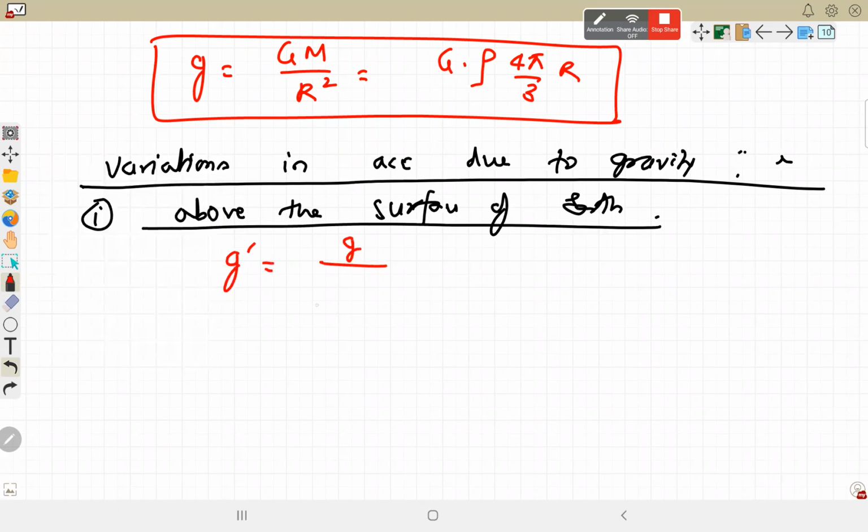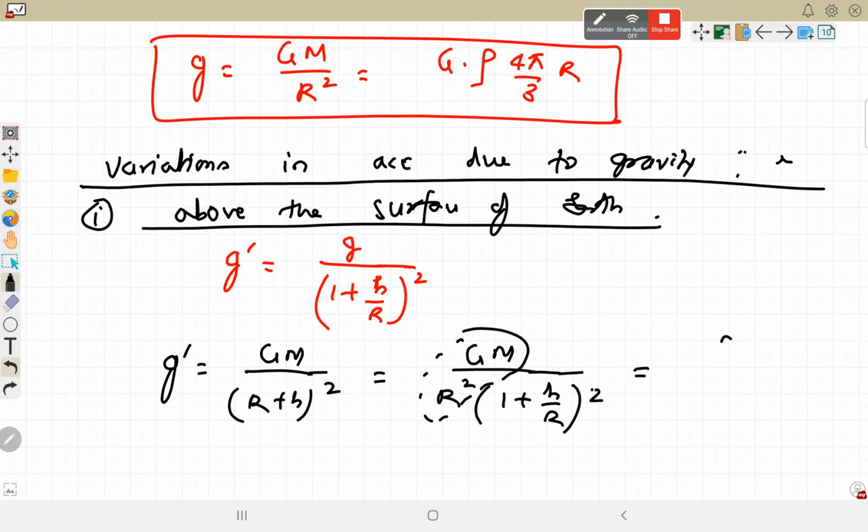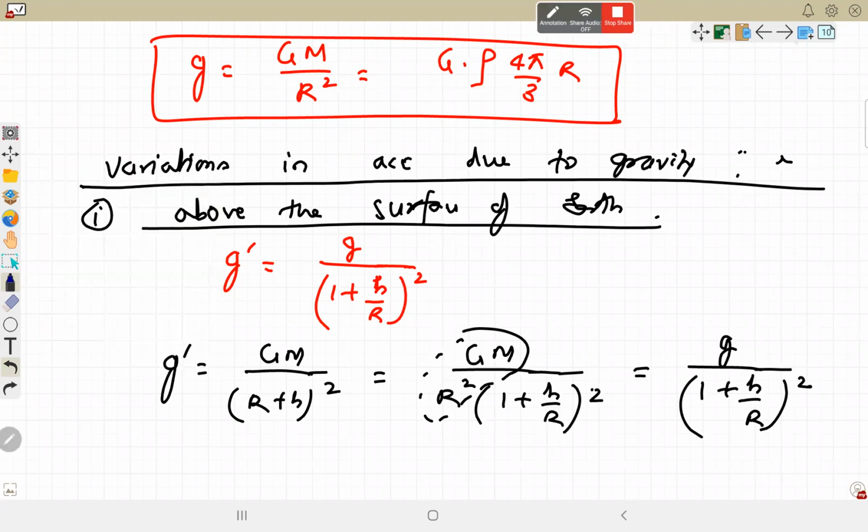So g dash would be g divided by (1 plus h by R) whole square. How? Because g dash is GM by (R plus h) square. Taking capital R common from below, this becomes GM by R square into (1 plus h by R) square. GM by R square is small g, divided by (1 plus h by R) square. So g dash is g divided by (1 plus h by R) square.